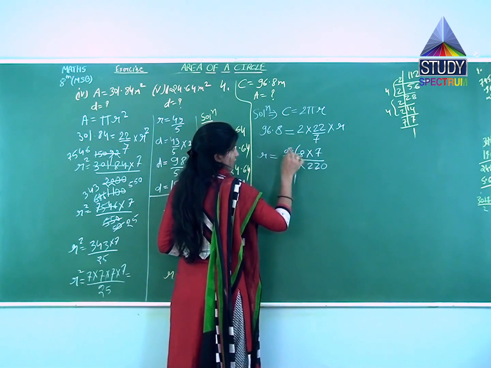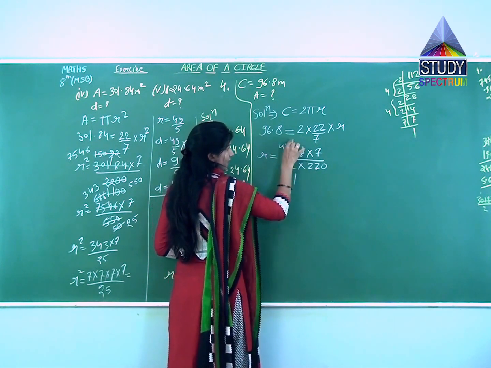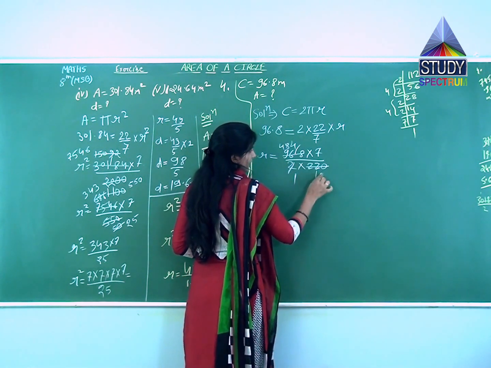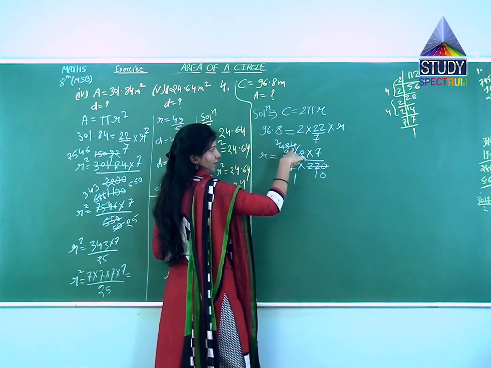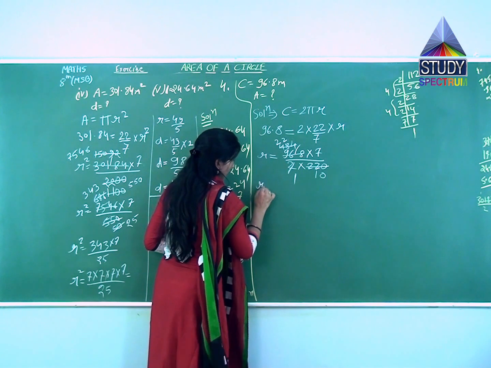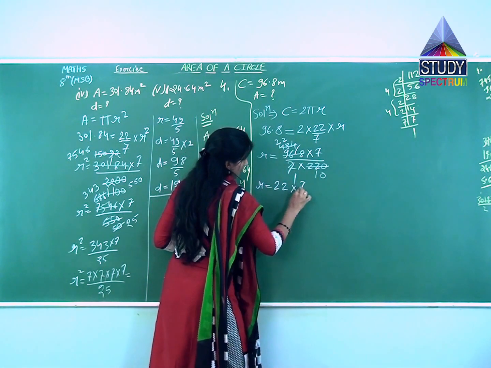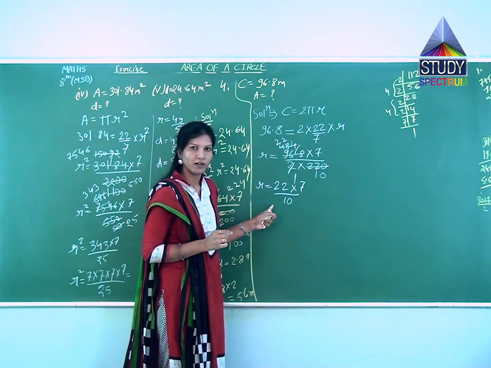2 ones are 2, 2 fours are 8, 2 eights are 16 and 2 fours are 8. Again 22 ones are 22, 0. 22 twos are 44, 4 remainder. Again 22 twos are 44. So r is equal to 22 into 7 upon 10. This is the value for r.